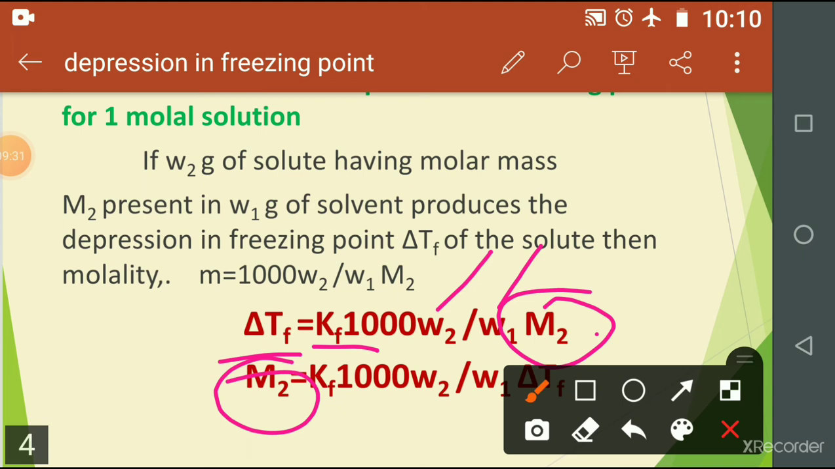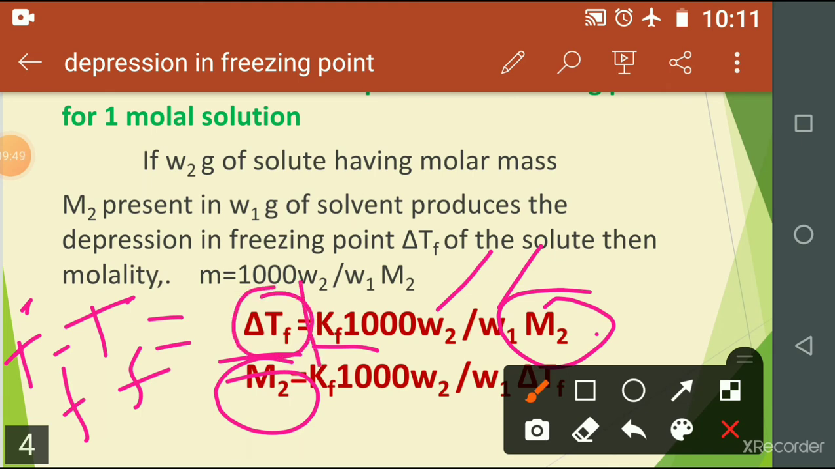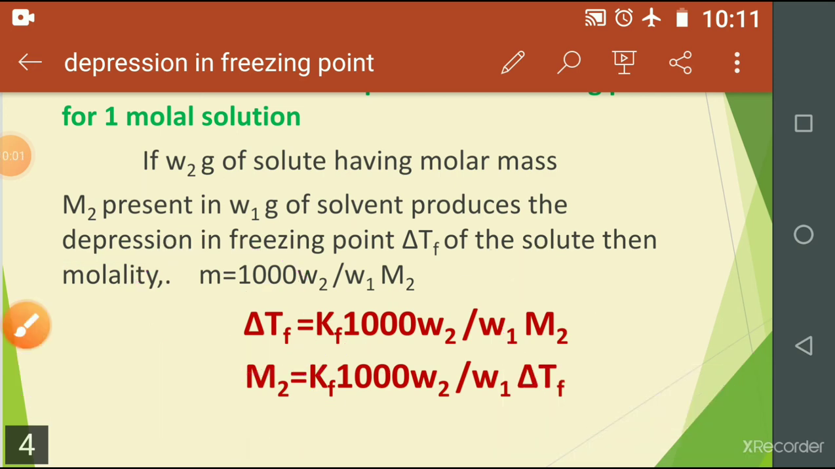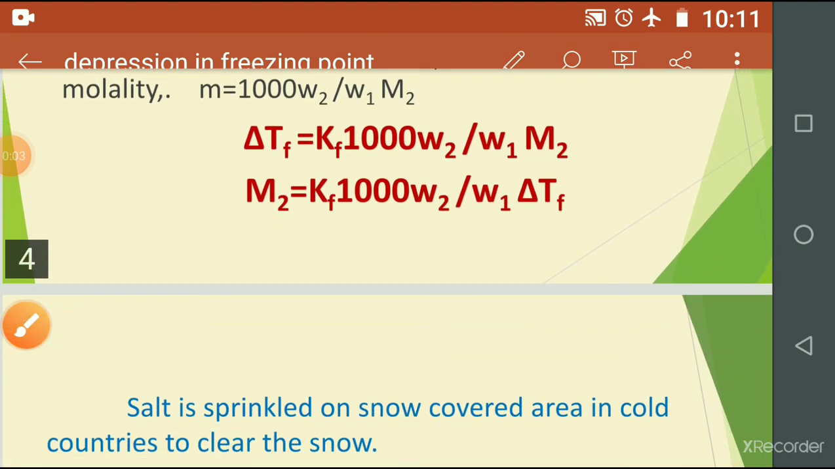Then you should calculate delta Tf. Usually they will give you the elevation in boiling point or the freezing point. They will ask you to calculate the freezing point of the solution. Freezing point of the solution is equal to T naught F minus delta Tf. So first we should calculate delta Tf. Then using this equation, delta Tf is equal to T naught F minus Tf, we will calculate the freezing point of the solution. In the same way, problems are asked on elevation in boiling point also.